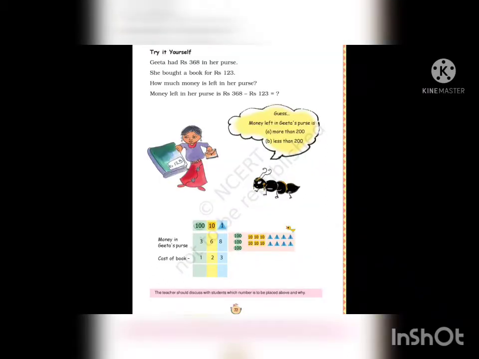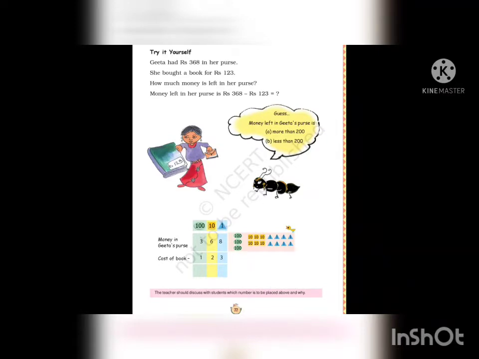Try it yourself. Geeta had rupees 368 in her purse. She bought a book for rupees 123. How much money is left in her purse? So there is a girl, Geeta, who has 368 rupees in her purse. Now she has bought a book for rupees 123. Now we have to tell how much money is left in her purse.